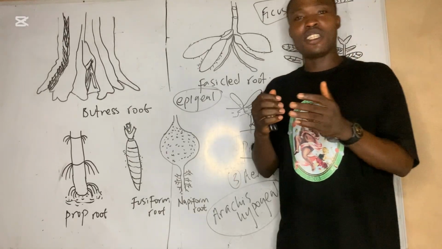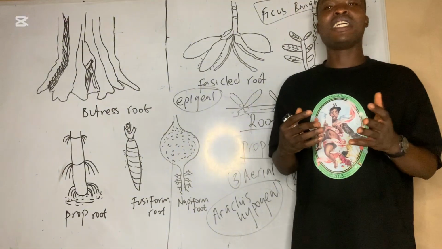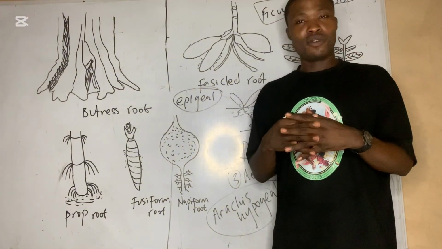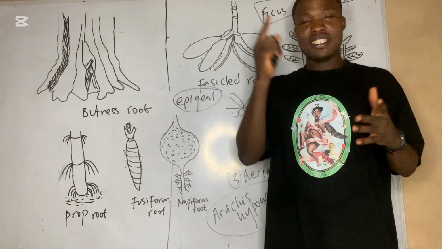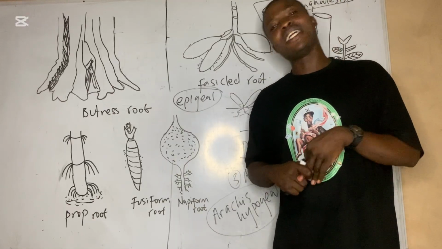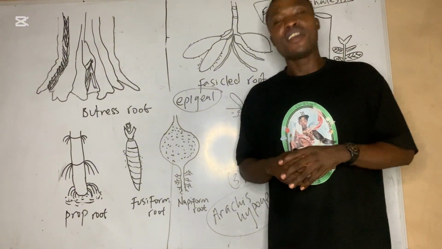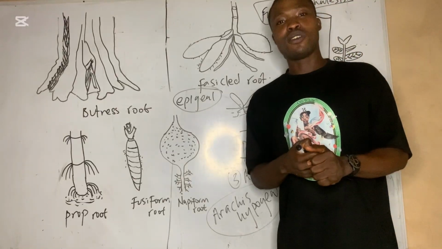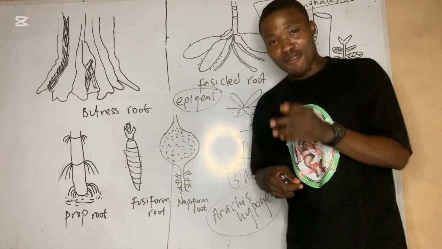I hope you have stayed to the end of this video. Another difference between monocot and dicot plants is that in monocot plants, the floral parts occur in multiples of 3, usually 3, 6, 9. While for dicot plants, the floral parts occur in multiples of 4 and 5. I've said it earlier, dicots have a taproot system, monocots have a fibrous root system.